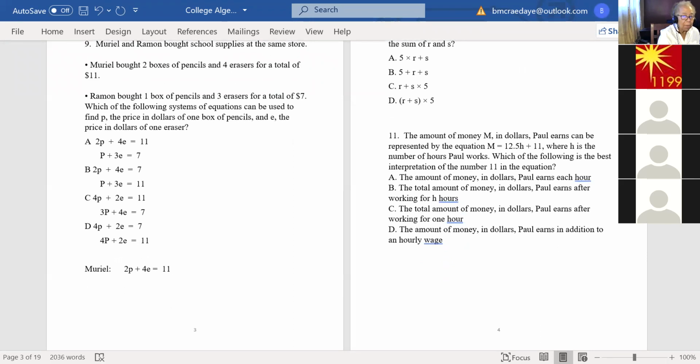Now, Audrey, let's go to Raymond. What did Raymond buy? Raymond bought 1 box of pencils, okay, and 3 erasers. And how much did he spend? $7. Okay, so he bought 1 box of pencils. So how would I write that?